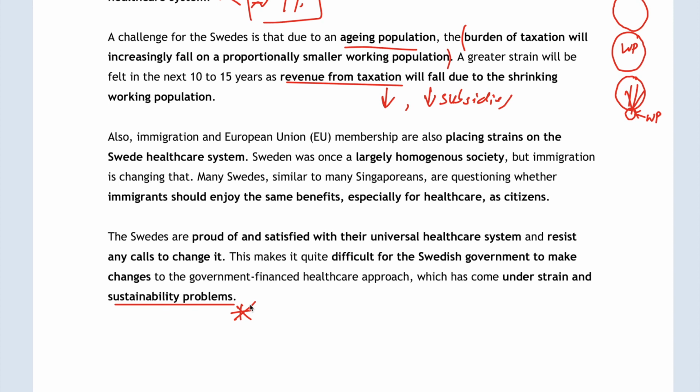So, sustainable. The Swedish healthcare system is becoming more and more unsustainable because of the aging population, increased immigration, and increased costs for healthcare, but lower taxes now because of the smaller working population. Because the people don't want to change it, the government also cannot do anything. So this problem is essentially kicking the can down the road, right? It's leaving the problem for the future generation to solve.